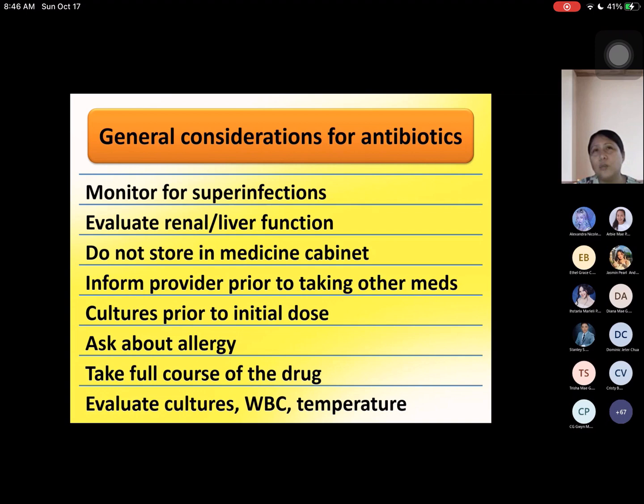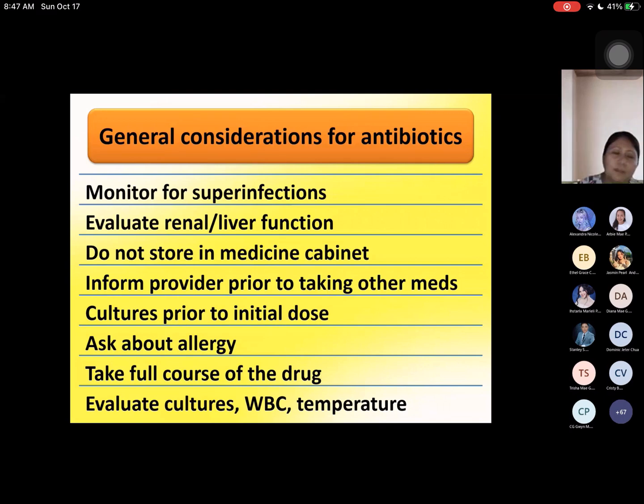When you take drugs or antibiotics or antibacterial that may damage your kidney, they are nephrotoxic or have nephrotoxicity. Okay? For the liver, we call it hepatotoxic. When you take drugs or medication that may damage your liver, we call them hepatotoxicity or hepatotoxic. Okay? Another general consideration for antibiotics or antimicrobial agents: do not store in the medicine cabinet because it can easily be reached by children.